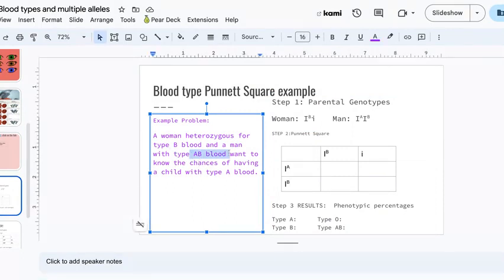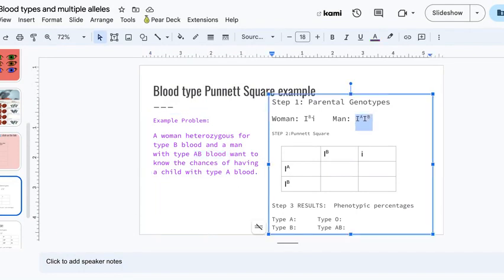So he's going to have the codominant alleles, so he's going to be IA, IB. Okay, so step one is always writing that parental genotype. And you might want to take a minute right now and draw that Punnett square in. Okay, so it's just like the ones we saw before. So you're going to draw a Punnett square.